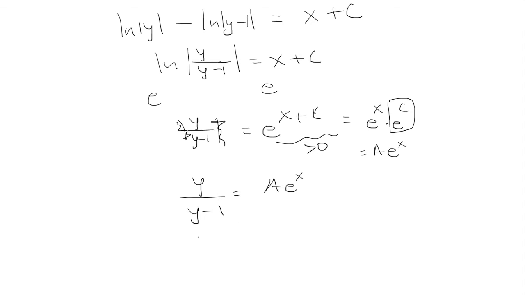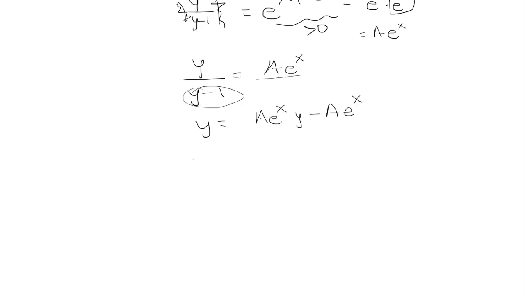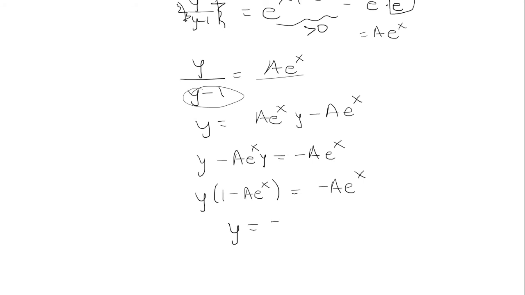The next step, I'm going to multiply both sides by y - 1. So I'm going to distribute the y - 1 with the a times e^x. So we get a e^x y minus a e^x. I want to solve for y, so I'm going to move the a e^x y to the left. And then I'm going to factor out a y. And then in order to solve for y, I have to divide both sides by 1 minus a e^x.